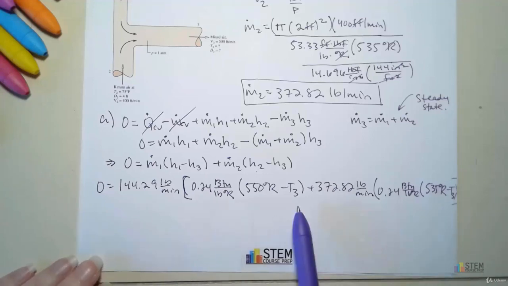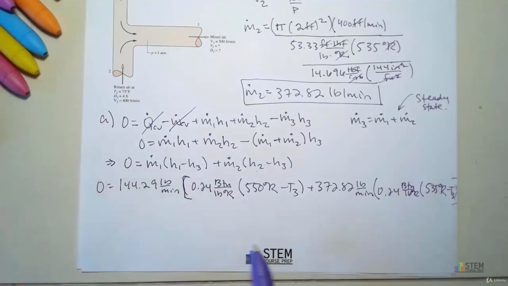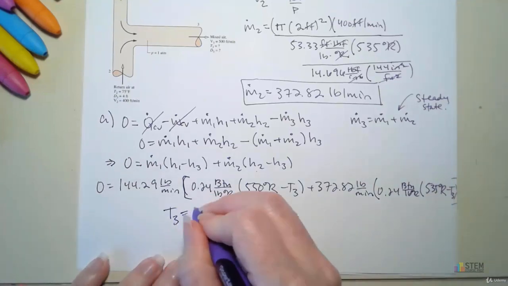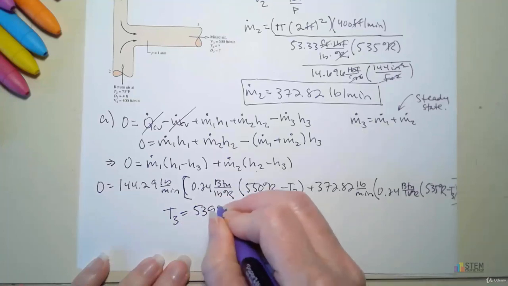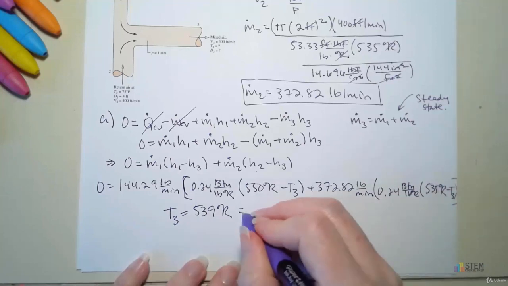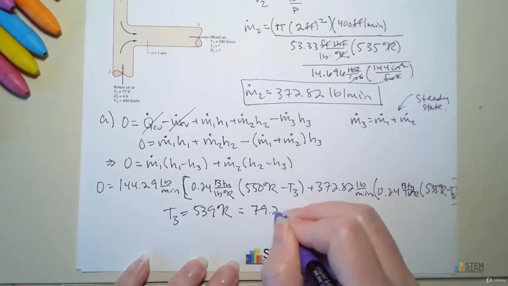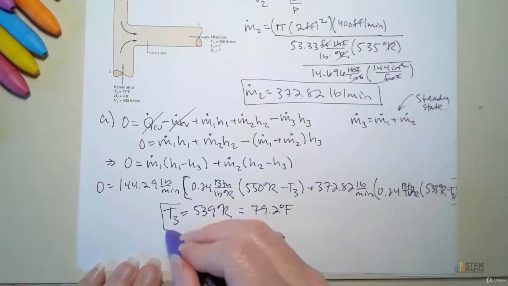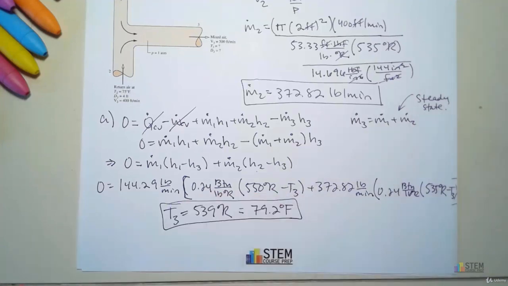Now that you've got all this, you've got one unknown. So you've got T3, it's in both these places, so you'd have to do some algebra here, get it all together, and then you can solve for T3. And that's going to give you 539 degrees Rankine. All right. So that's what you'll end up getting. And in Fahrenheit, because it wants it in Fahrenheit, that's 79.2 degrees Fahrenheit. So you'll have that.